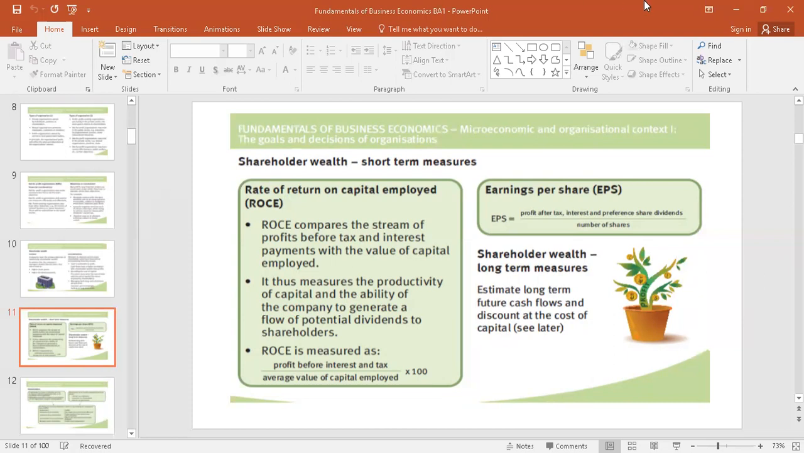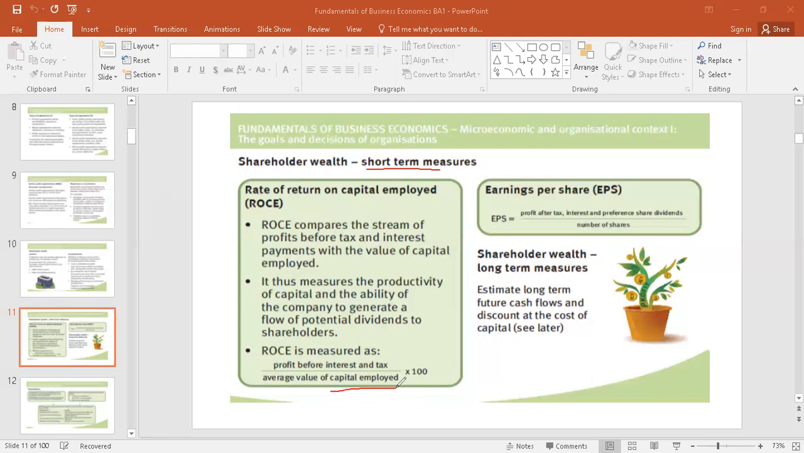Shareholder wealth, short-term measures. See, how is shareholders' wealth measured? One is called the rate of return on capital employed, ROCE. Return upon the capital employed. Capital employed is the amount of investment raised from multiple sources. On this investment raised and invested into the business, what's the amount of profit earned? That is ROCE.